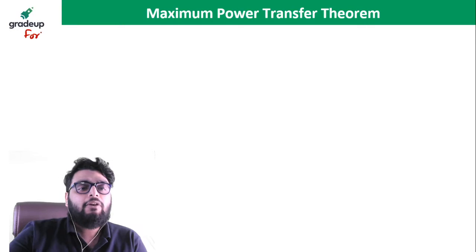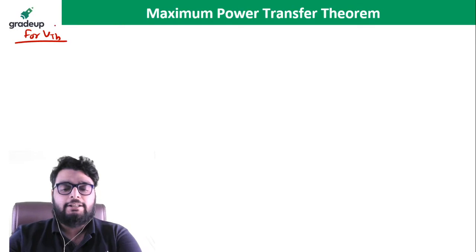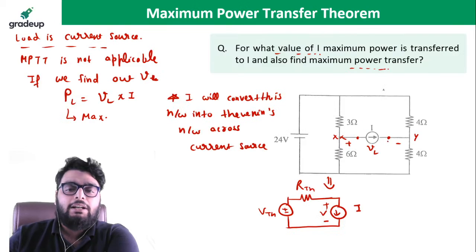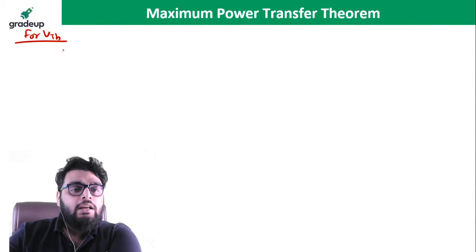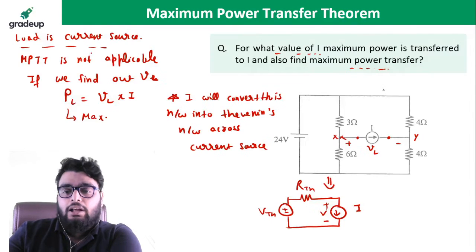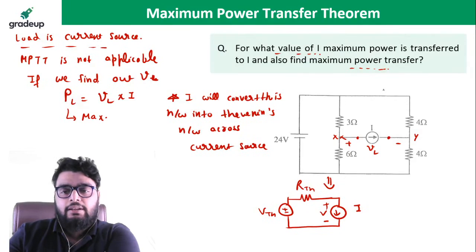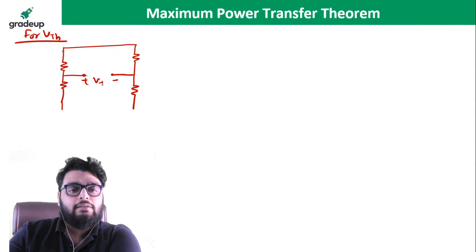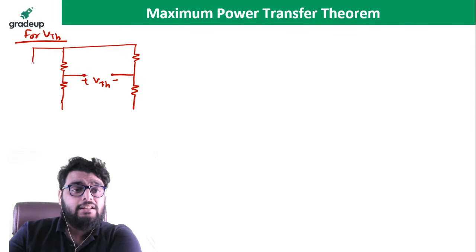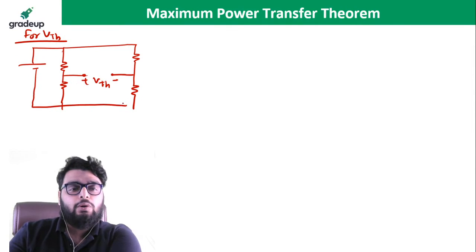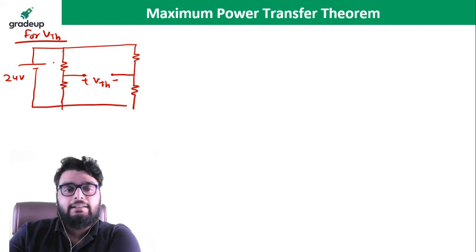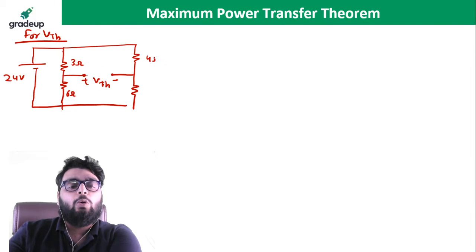So for VTH, what is the VTH? VTH is the open circuit voltage. So I need to open circuit this terminal. And when you open circuit the terminal, you need to find out the VTH here. So you can see this is plus minus VTH. This is 24 volt. And here I can say this is 3 ohm, this is 6 ohm, this is 4 ohm and this is 4 ohm.